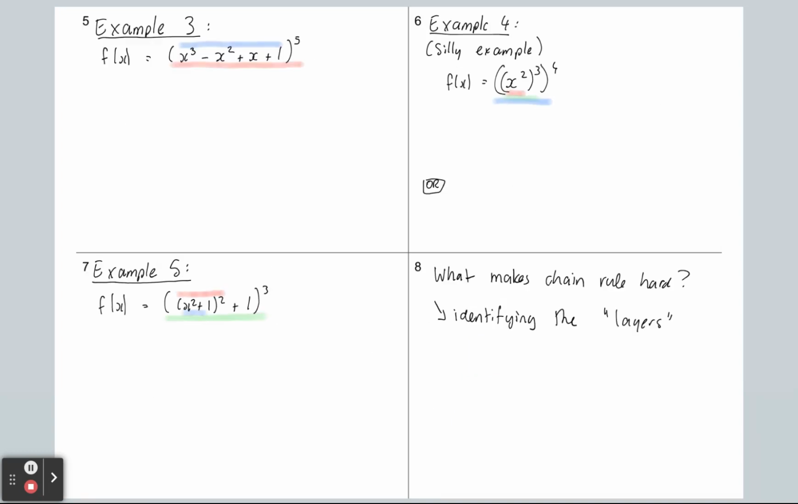Okay, a few more examples. I've color coded them as well, but I won't color code the answers anymore. I'll just do it so you can sort of see it. So we've got f of x equals x cubed minus x squared plus x plus 1 to the power of 5. Very tedious to expand that.